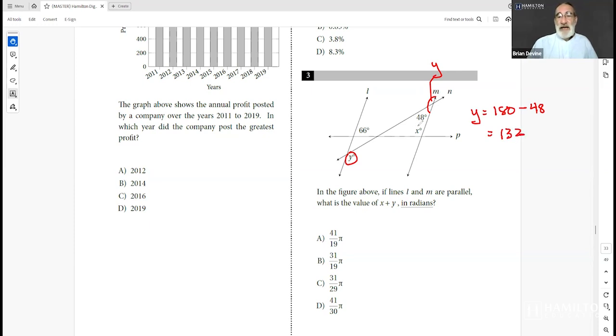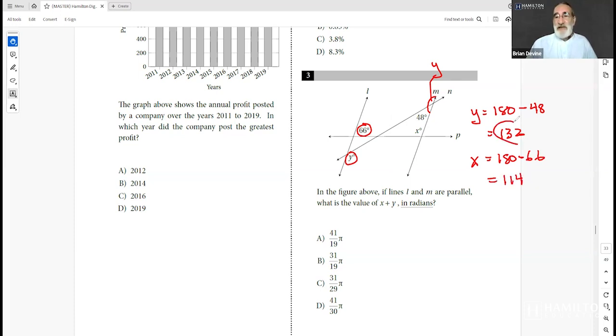And X is in a relationship with this angle 66 right here. And line P cuts across parallel lines L and M, and 66 and X are on the same side of the transversal. So those two have to add up to 180 because of the fact that consecutive interior angles formed by a transversal across parallel lines are supplementary. So I know that X has to equal 180 minus 66, which is 114.